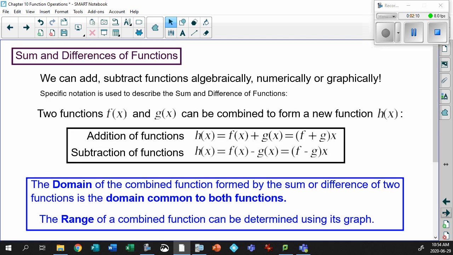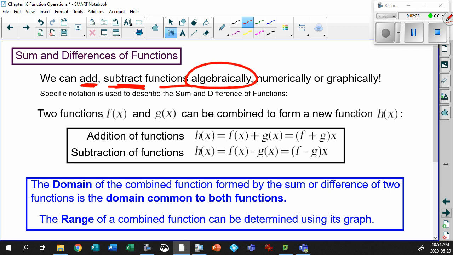Oh, this is so cool. We're going to look at something called sum and differences of functions. Exactly what the title says is exactly what you're going to do. You're going to add or subtract functions. That's all you're going to do. You can do them algebraically. You can do them numerically. What does that mean? I'll tell you how to do that.